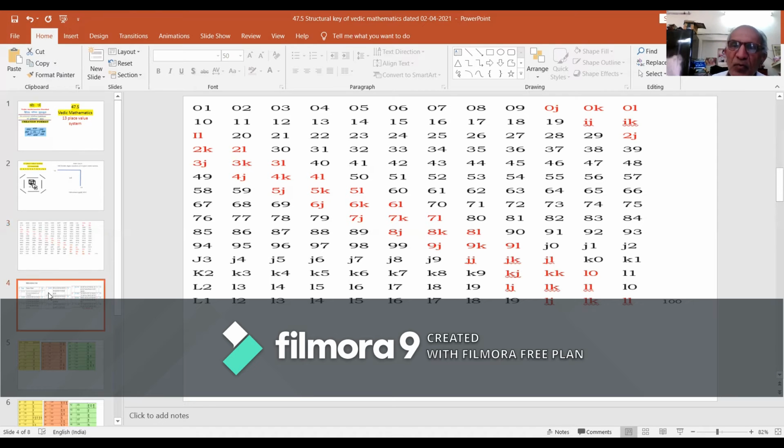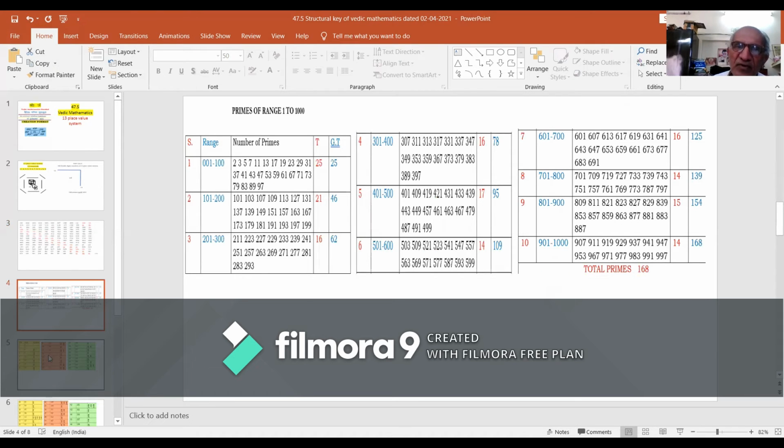Now, before we have further insight about it, let us first of all have a visit to the tabulation of these 168 primes of numbers range 1 to 1000. Here on the computer screen, we have tabulated these primes in hundreds. These are the first 100 primes, then the second 100.